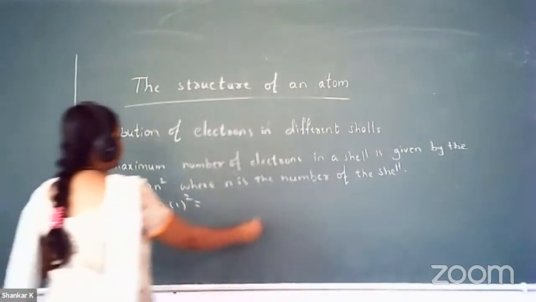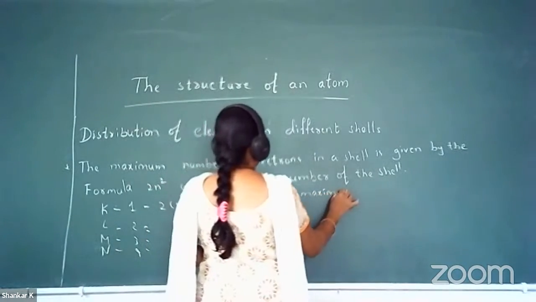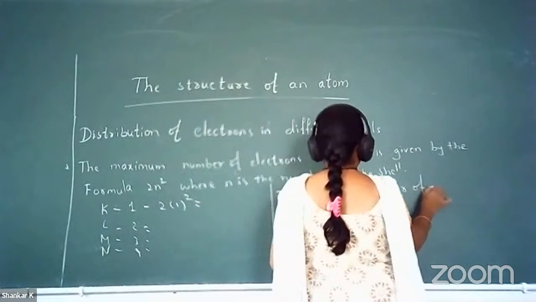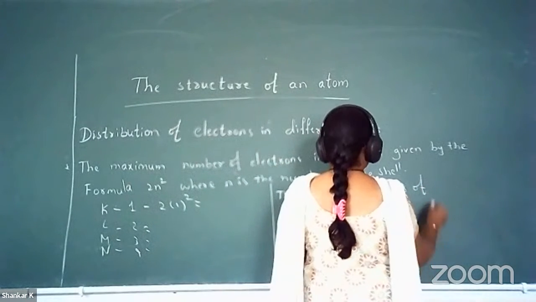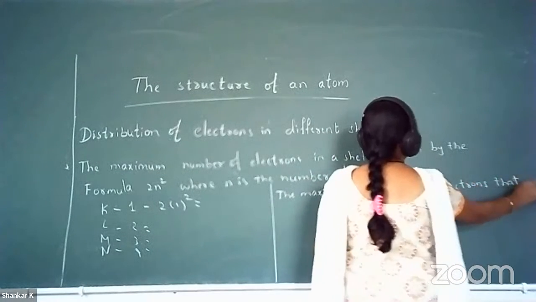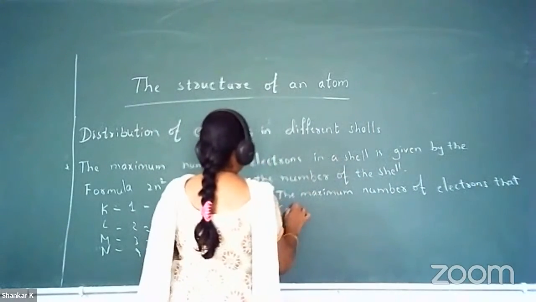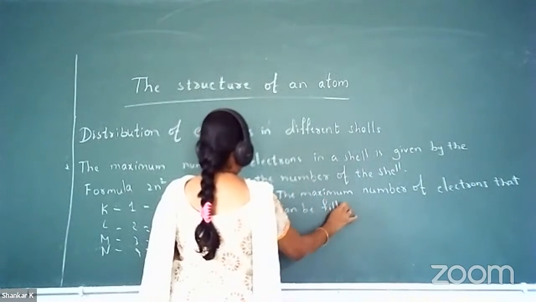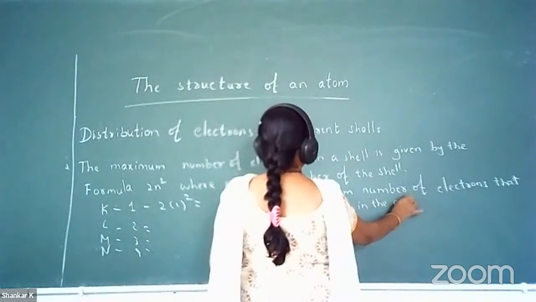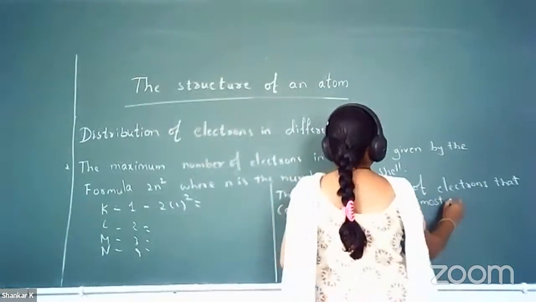So the maximum number of electrons that can be filled in the outermost shell is 8.